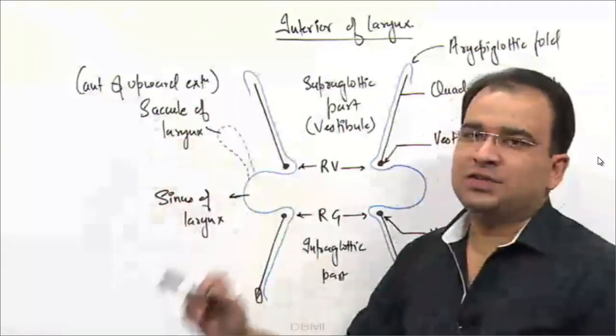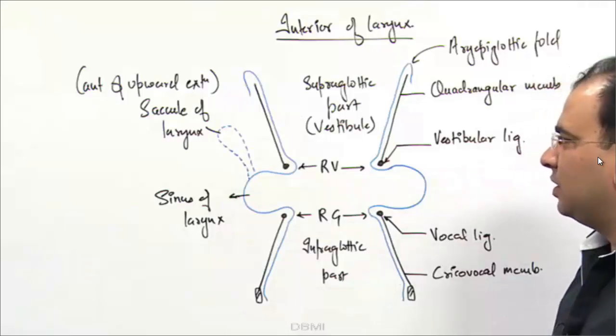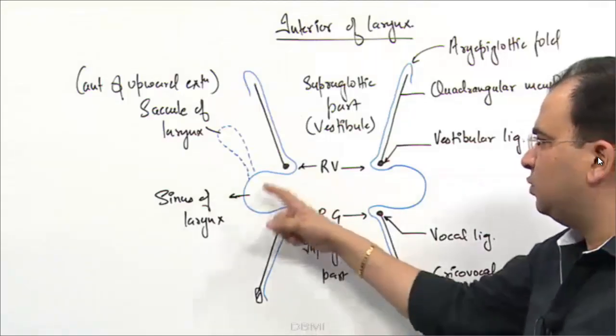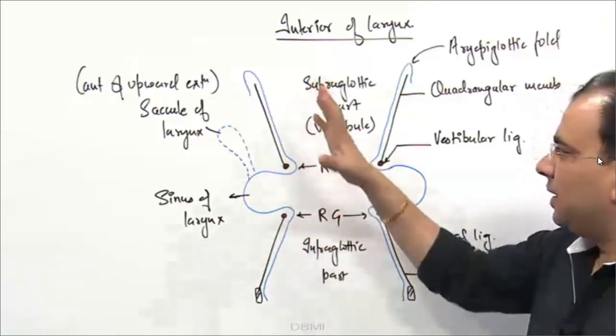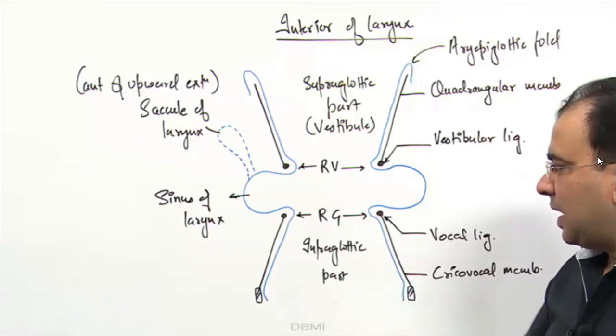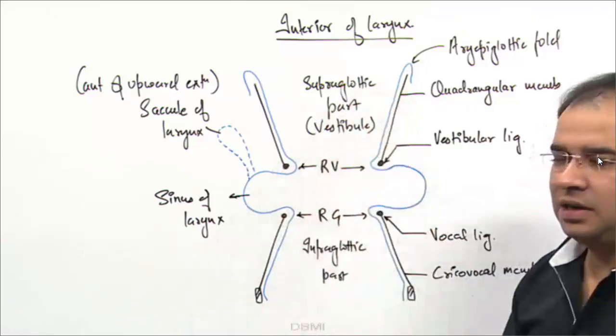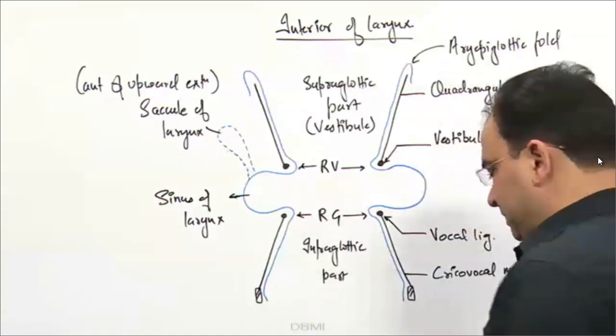What about the importance of the saccule of the larynx? What is the importance of this blind sac we have here? For that, first of all, we need to know what the lining epithelium is. The lining epithelium for the larynx is respiratory epithelium, that's ciliated columnar epithelium, except at two places.